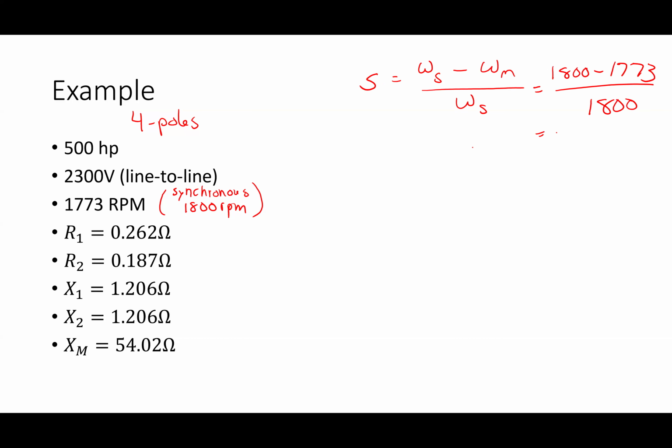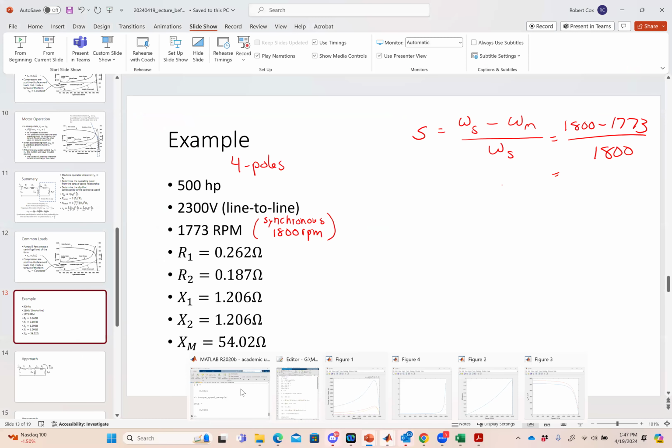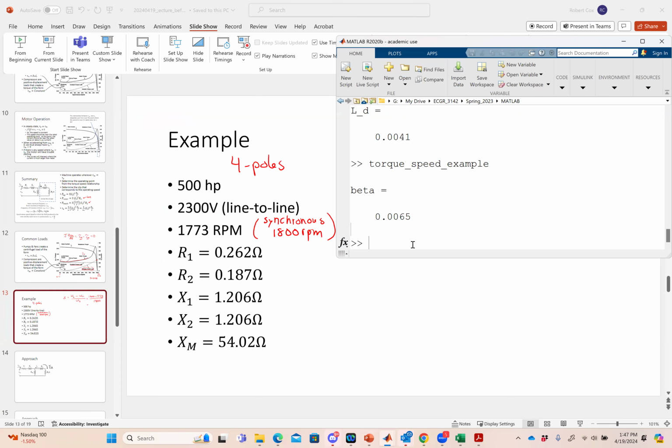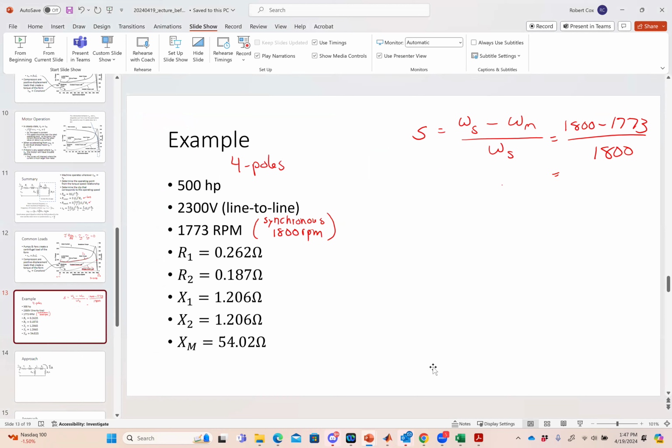I didn't actually calculate that. What does that work out to be? 1800 minus 1773 divided by 1800. 0.015. Yeah, 1.5%. Right. So 0.015. So 1.5% slip. So we're talking small. This should be the point at which this machine is providing 500 horsepower of mechanical output. So it's just 0.015, right? Multiply it by 100 to get percent, right?